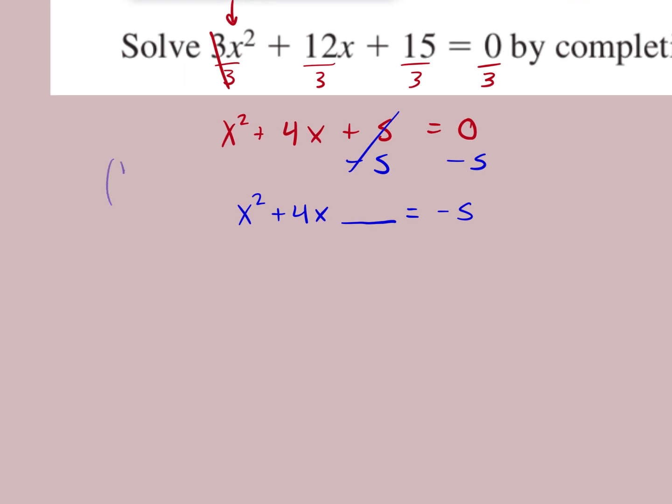So the formula I use is b over 2 squared. My b is always the number in front of the x, so this would be 4 over 2 squared. 4 over 2 is 2, and 2 squared is 4. So technically I'm adding 4 on the left side. That means I need to add 4 to the right side too. And then in my parentheses squared, I always take the variable that's squared here and the variable that's squared here. So x plus 2. And then that's equal to -5 plus 4, which would be -1.